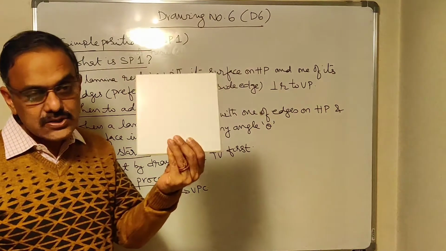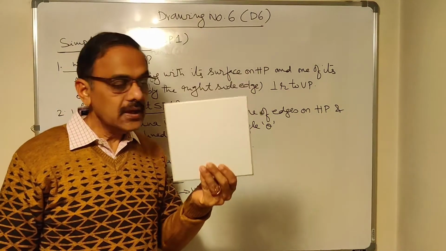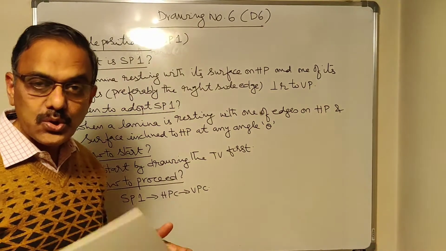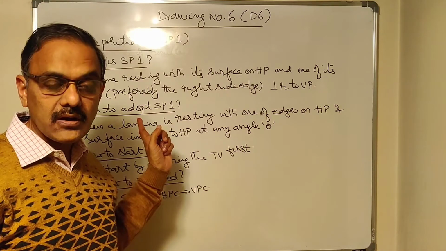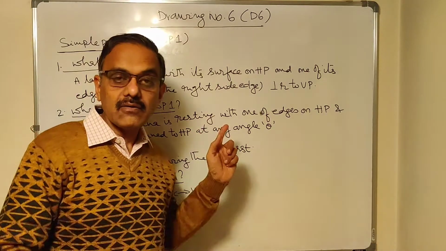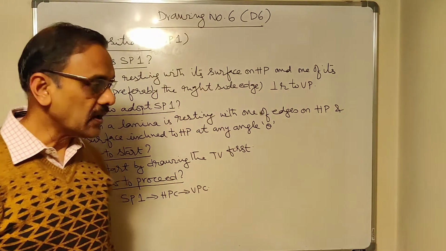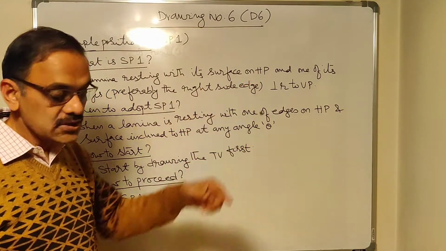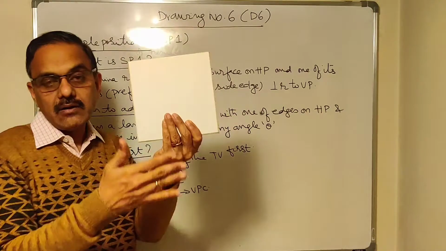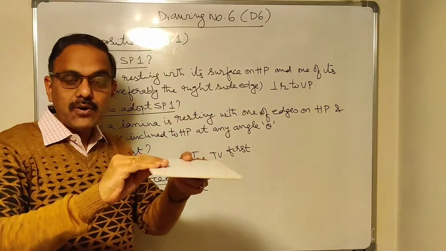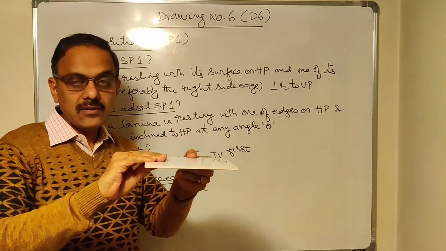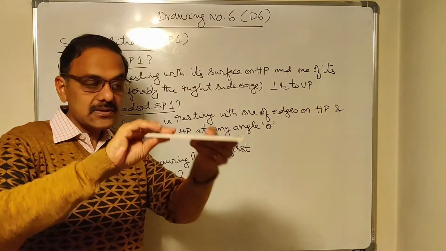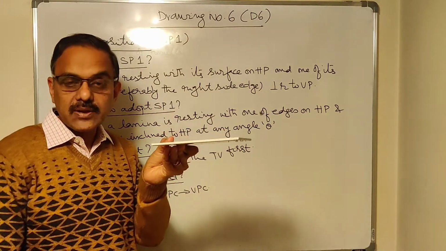Having understood the plane, let me show you what is simple position 1 and how I should place the lamina to adopt simple position 1. What is it? One is the surface is on HP. This is the surface of the lamina. This surface I should keep on the ground or on HP. So should I place it like this? Should I place it like this? How should I place it?